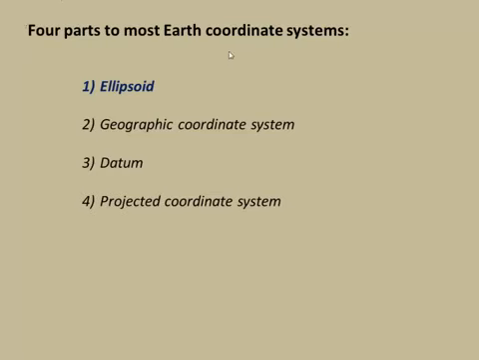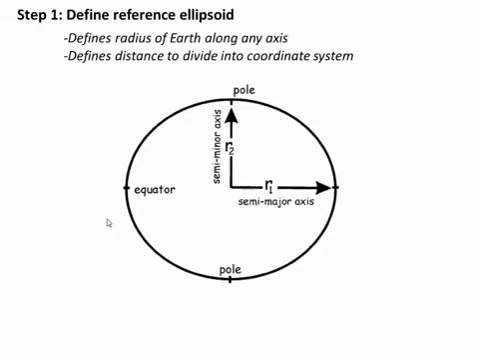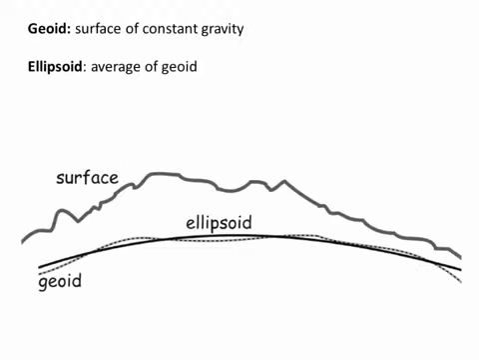So most coordinate systems have four parts: an ellipsoid, a geographic coordinate system, a datum, and then sometimes a projected coordinate system. So we'll look at each of these in turn. If you want to break Earth into a grid of lat-long, the first thing you do is you have to decide what the surface of Earth looks like and agree on that shape. And that's done using what's called a reference ellipsoid, which defines the major and minor axis of Earth.